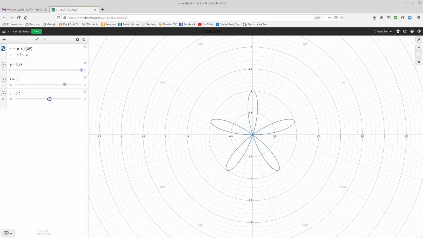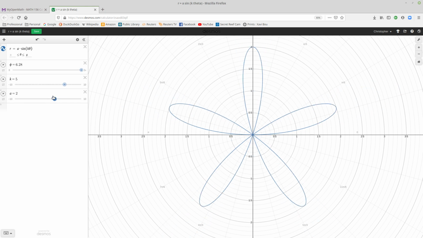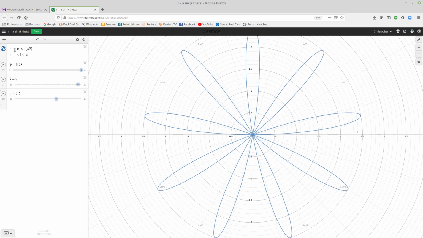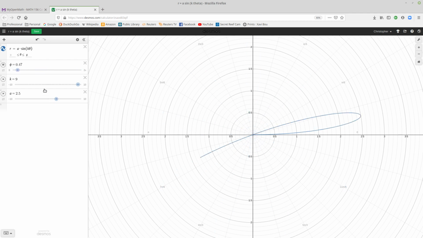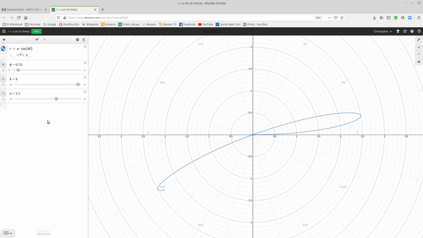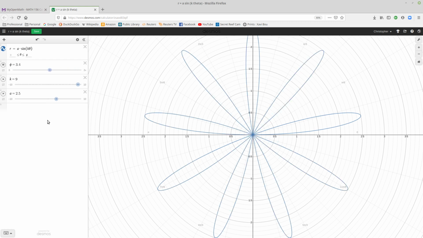Now a is going to just increase the size. Okay, and of course the negative will have an effect as well. And so once again, this is something for you to play with. And so we can hit play. And as the value of k increases, the period is going to decrease. And so from 0 to 2 pi, we actually have a lot greater repetition of the graph. And it's very, very quick to draw.